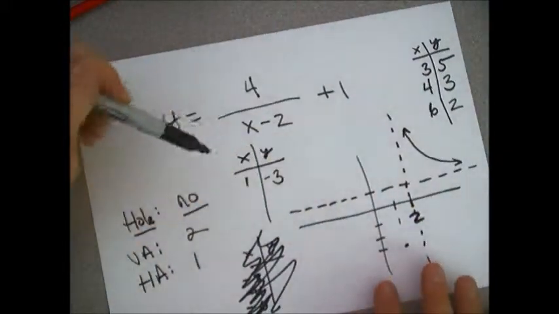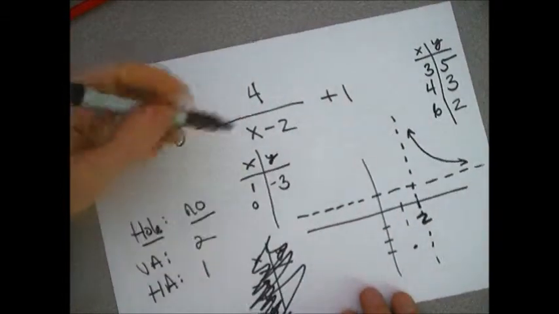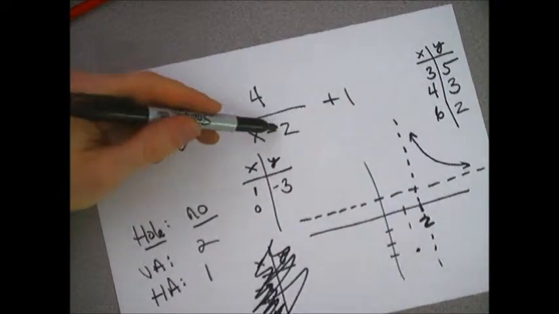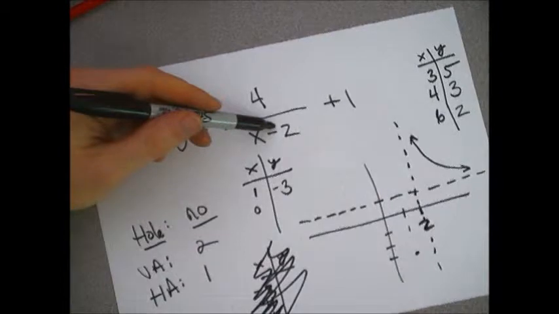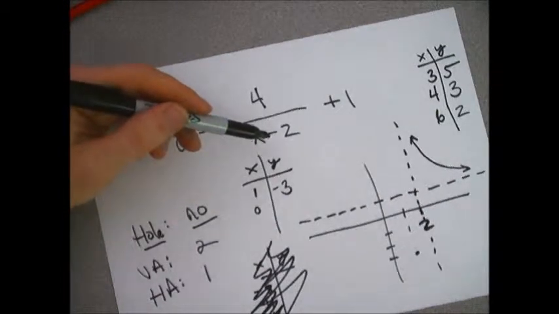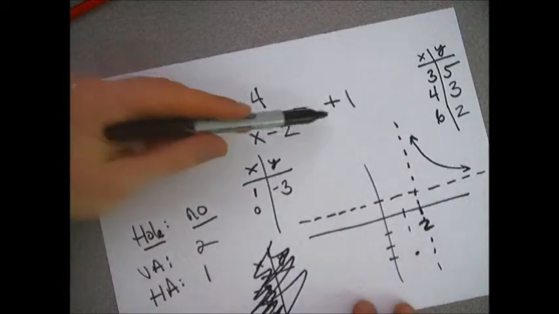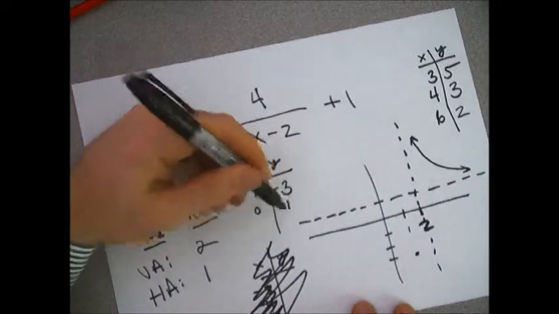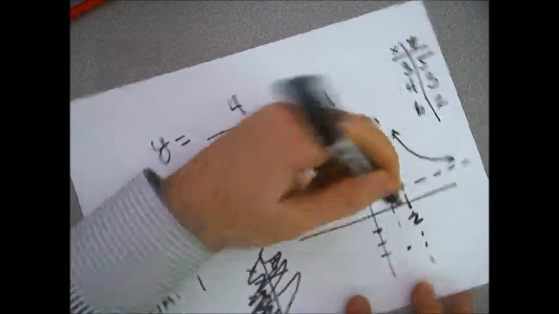What's the next number to the left? We could plug in 0. If I plug in 0, what's 0 minus 2? 0 minus 2 is negative 2. So 4 over -2 is negative 2. And -2 plus 1 is negative 1. All right. So you'll see that one is right there, and you're going to get your curve.